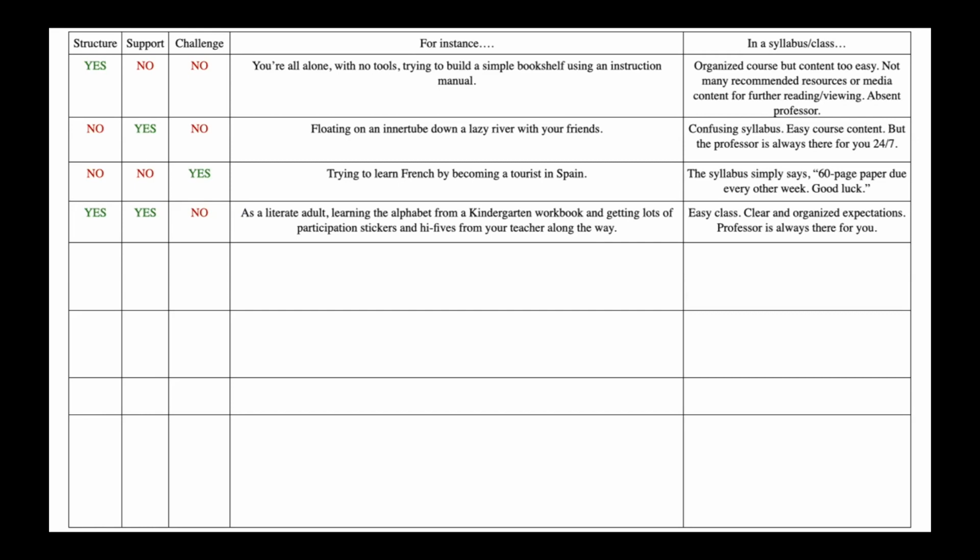Easy class, clear and organized expectations. Professor is always there for you. Yeah. Thanks, Martin. What if you have structure, no support, but it's challenging?